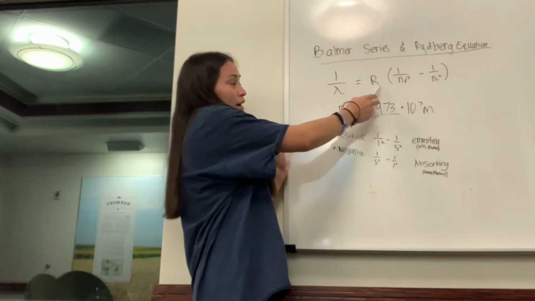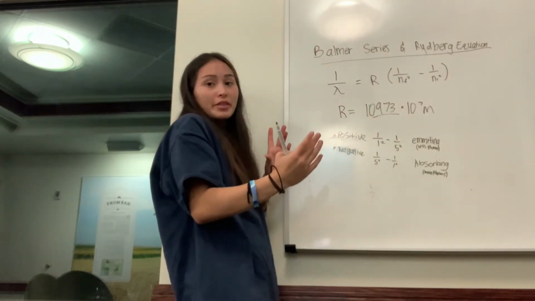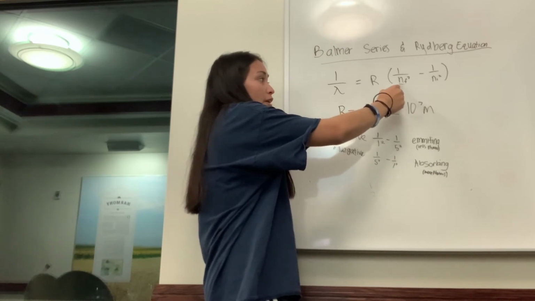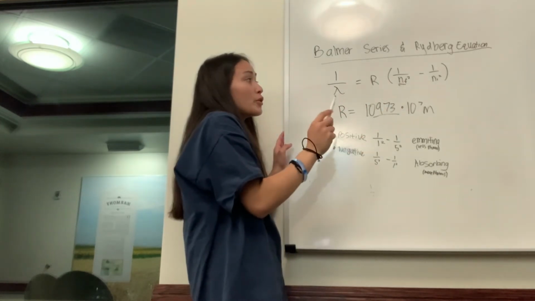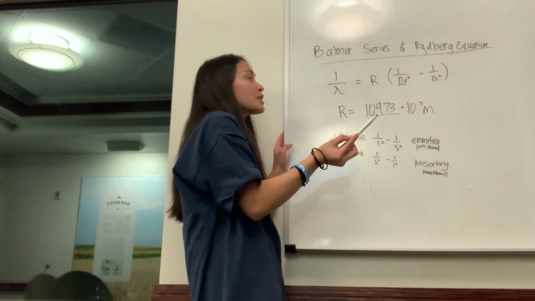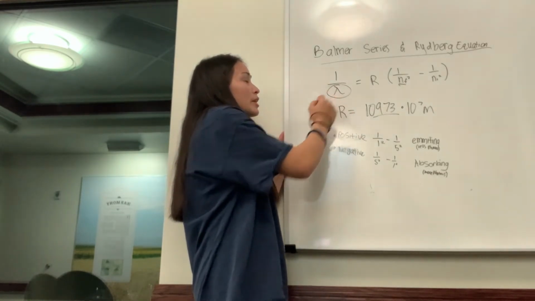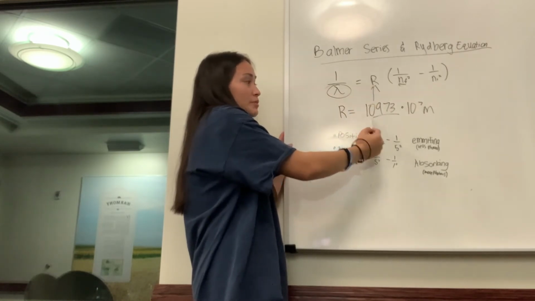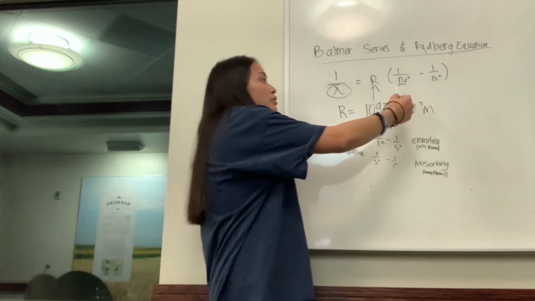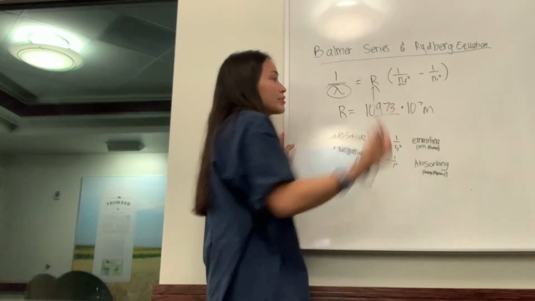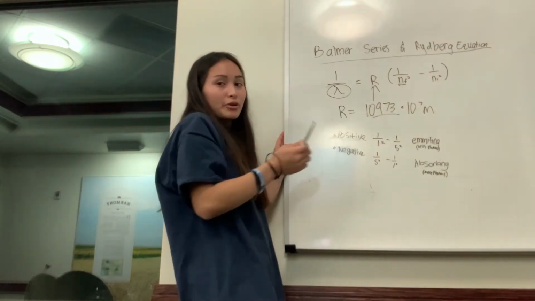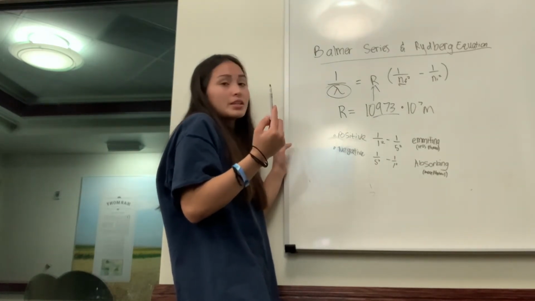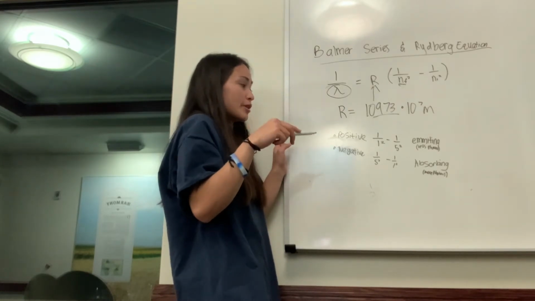And so Rydberg's constant, and then in parentheses we have 1 over the final energy level squared minus 1 over the initial energy level squared. So if we have our wavelength, and we know that Rydberg's constant is just this number here, and we know either what our final or initial energy level state is, we need to have one or the other, then we are able to know where the photon switched from.